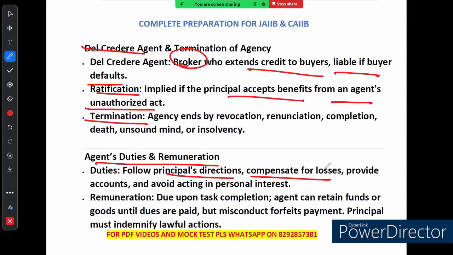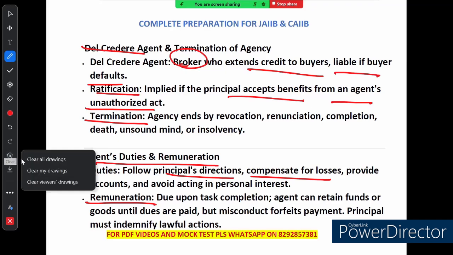Termination we have discussed. Now what is the duty of an agent? The agent must follow the principal's instruction, cover any loss, and provide a full account of what they did. They must not act in their own interest. Next, remuneration or payment is only due once the task is completed. If an agent misbehaves, they lose their right to the payment, but the principal must cover the cost of the agent's legal action. So this is very important.